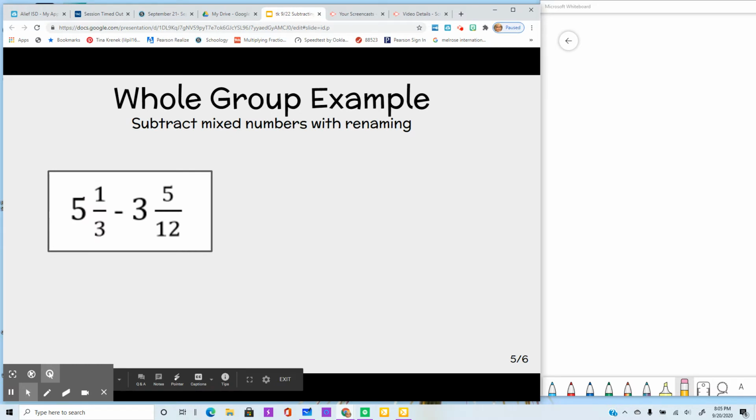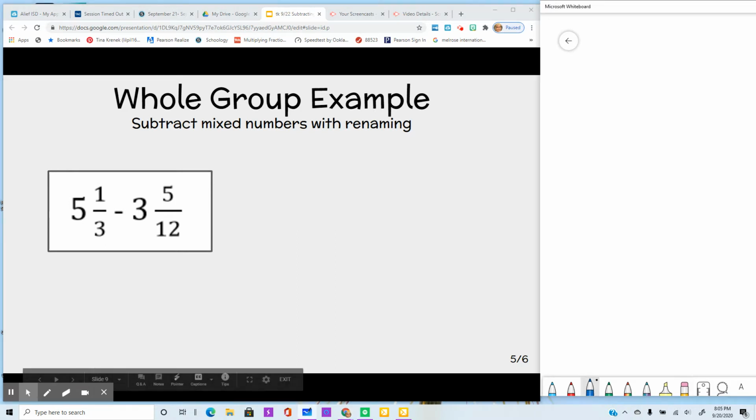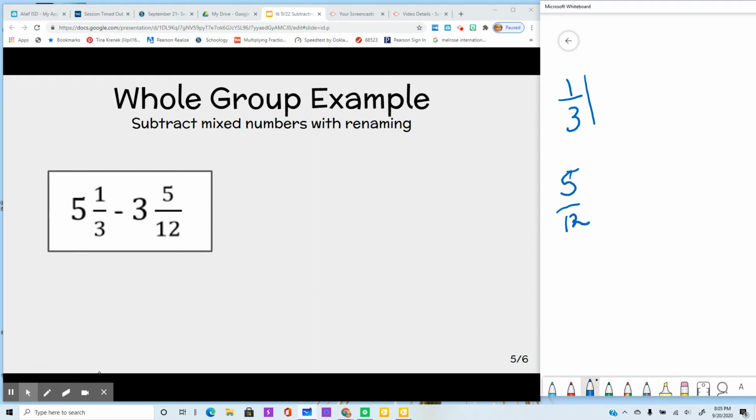All right. So let's look at our first example. We have 5 1/3 minus 3 5/12. So 1/3 and 5/12. Find your common denominator. 3, 6, 9, 12. Hopefully by now you'll start seeing where your common denominators are. So we have 12 as a common denominator. We don't need to change that.